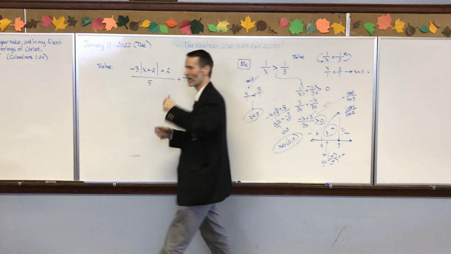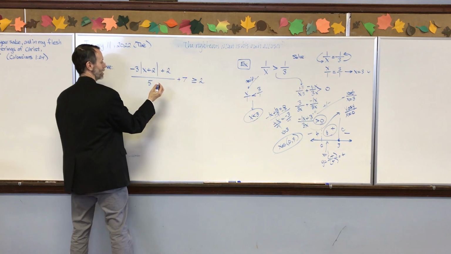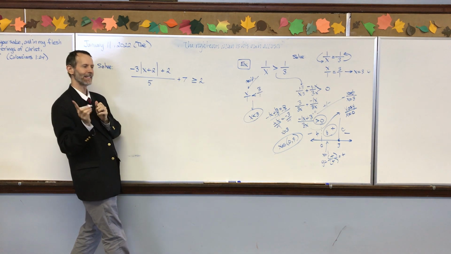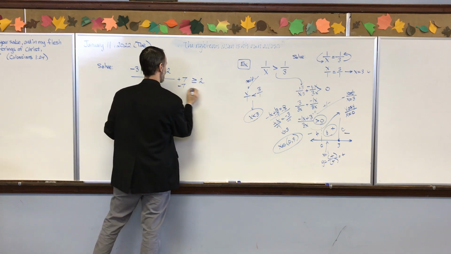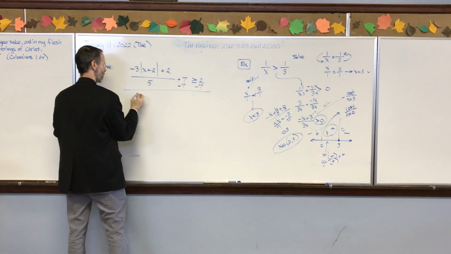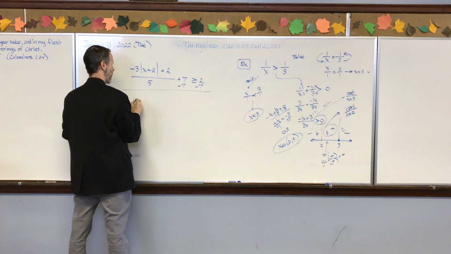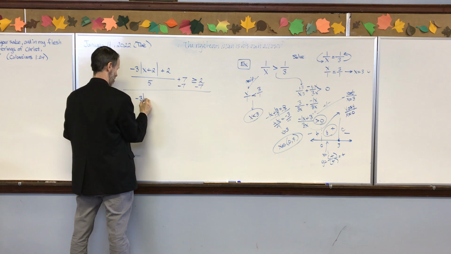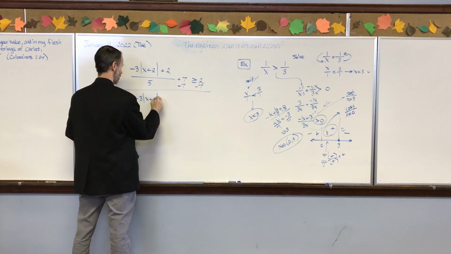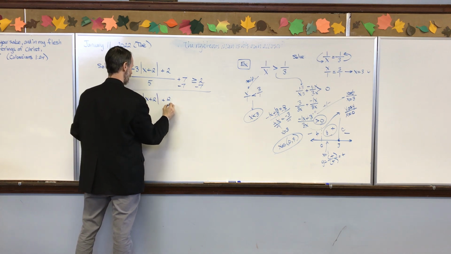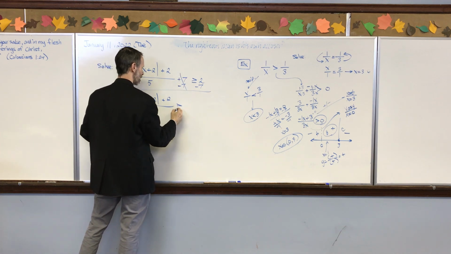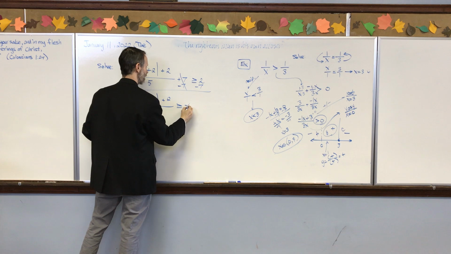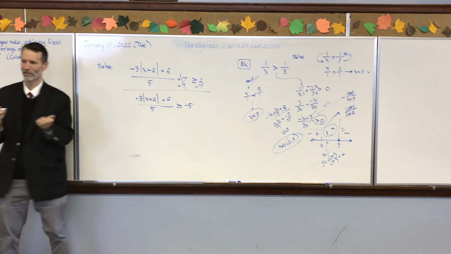So what were we going to get rid of first? The 7. So subtract it. Is that going to flip the sign? No, subtraction never does. All right, what do you have so far? Negative 3 absolute value of x plus 2, plus 2, over 5, is greater than or equal to negative 5. Good. Still greater than or equal to because it doesn't flip.